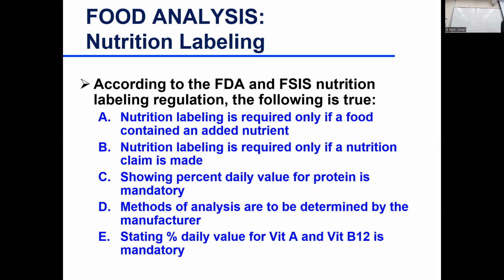According to these two federal agencies, nutrition labeling regulation, the following is true. Nutrition labeling is required only if the food contained an added nutrient. Nutrition labeling is required only if a nutrition claim is made. Showing percent daily value for protein is mandatory. That means it's needed. Methods of analysis are to be determined by the manufacturer, or stating percent daily value for vitamin A and vitamin B12 is mandatory or required. Okay. What do you think?